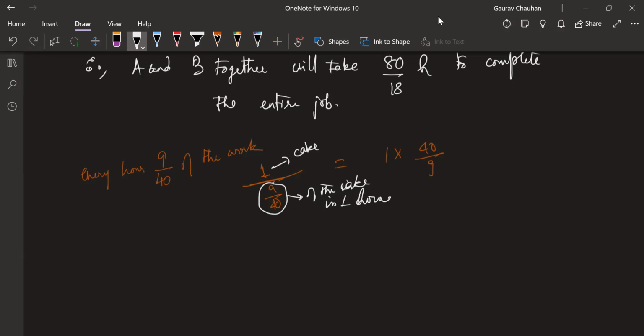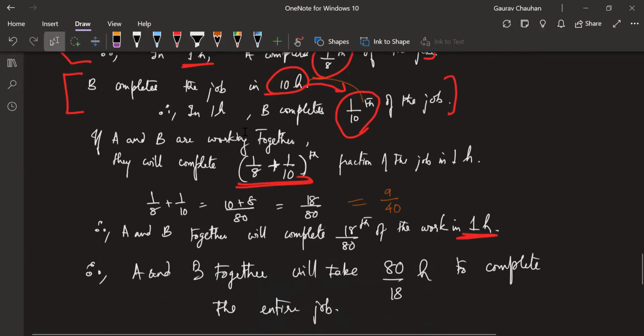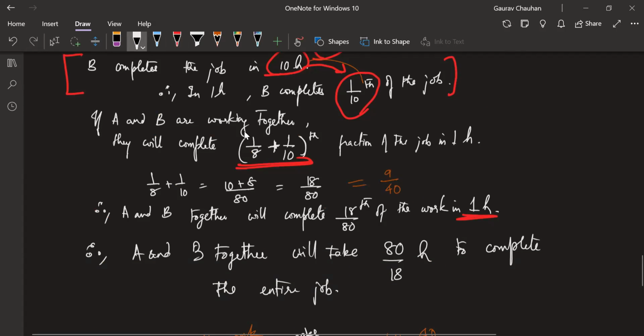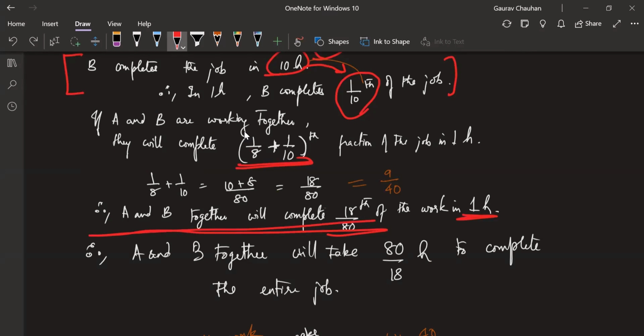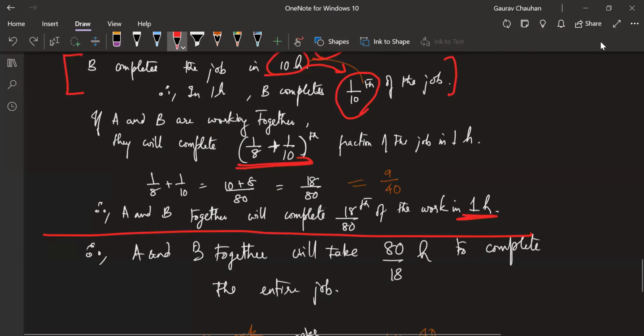Okay, guys, let me just first confirm this. Everyone is clear till this step. A and B together will complete 18 by 80 of the work in 1 hour. Anyone who has any confusion till here? Bindu, you're good? Manisha, Dinesh, you're good? Yes, sir. Till here we're good, right?